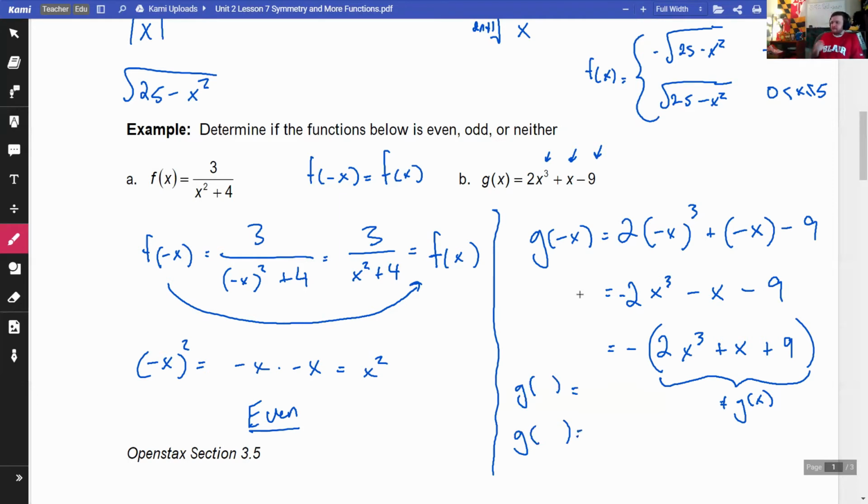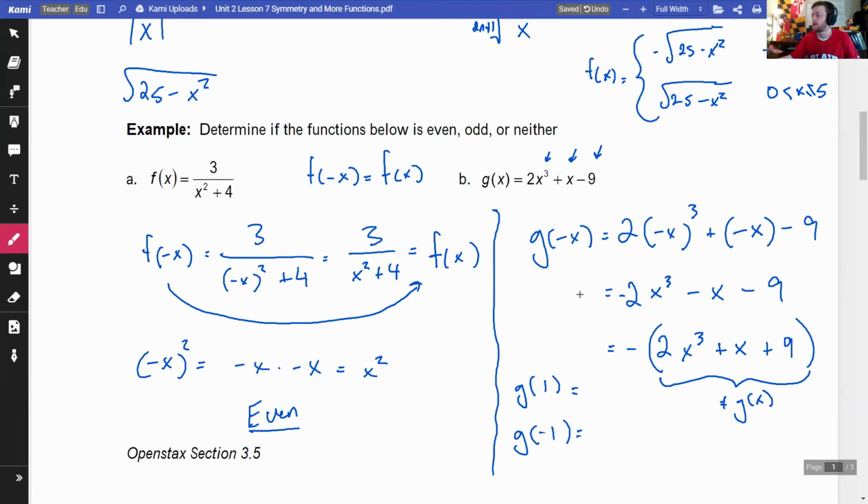So let's plug in. I don't know. It's early in the morning. Can we try 1? Let's try 1 and -1. If it's even, we're going to get the same thing. If it's odd, we're going to get opposites. If it's neither, then we might get the same thing or opposites. We might need to check another thing. But if we get the fact that they're not the same at all, then we know it's neither.